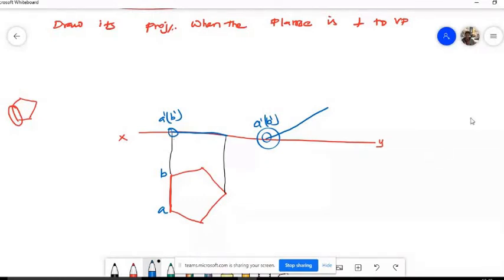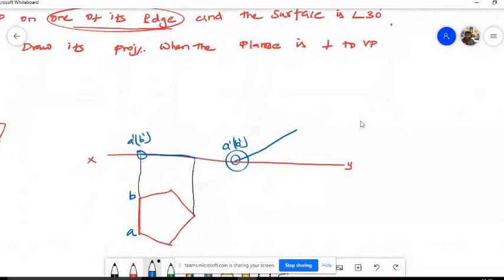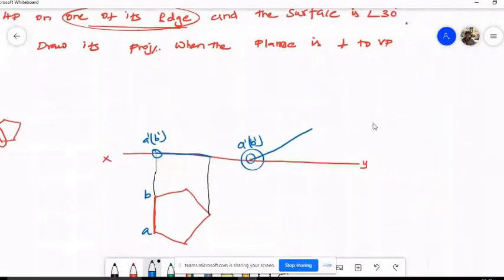Yes, sir. But sir, the question also says one edge is at an angle of 30 degrees.